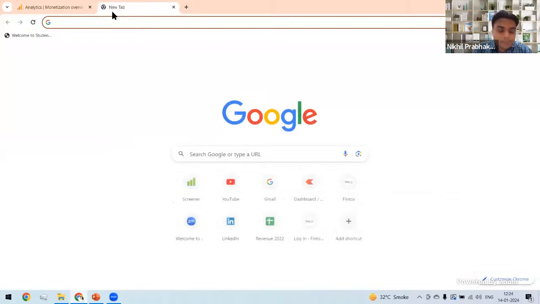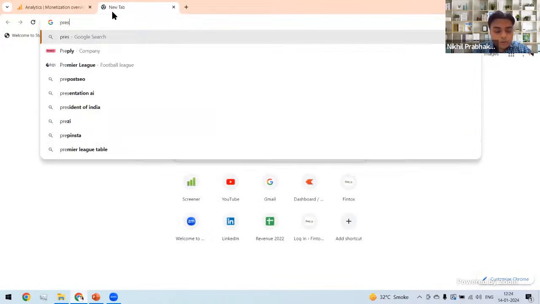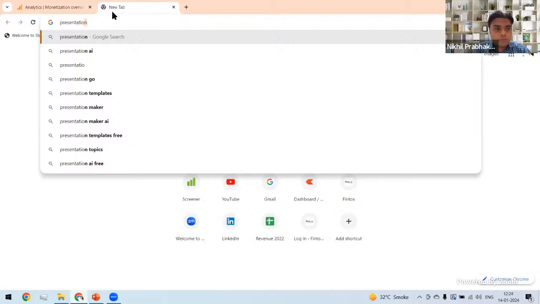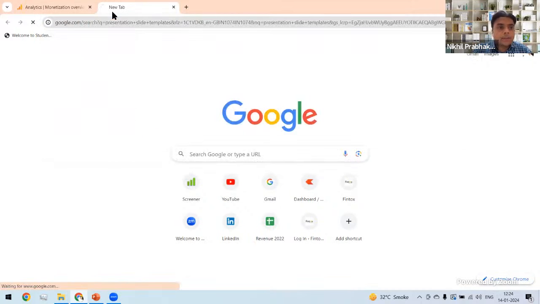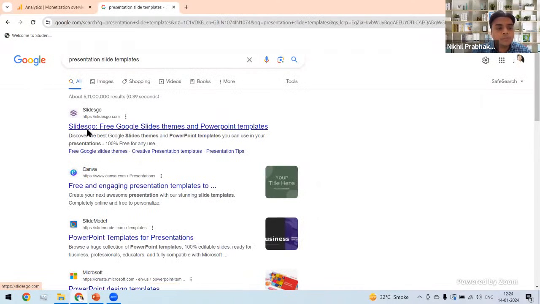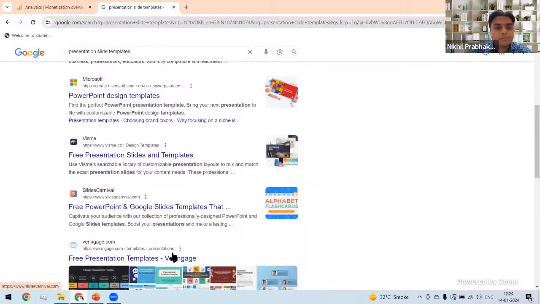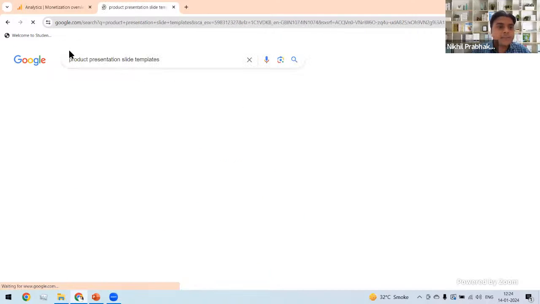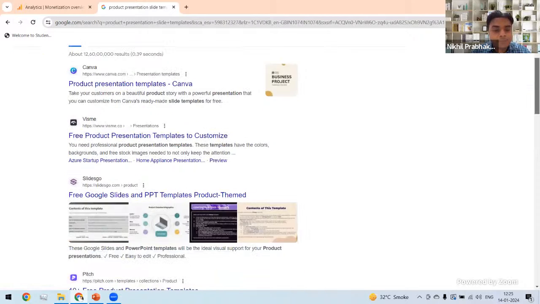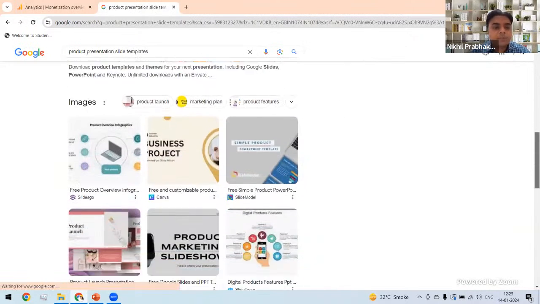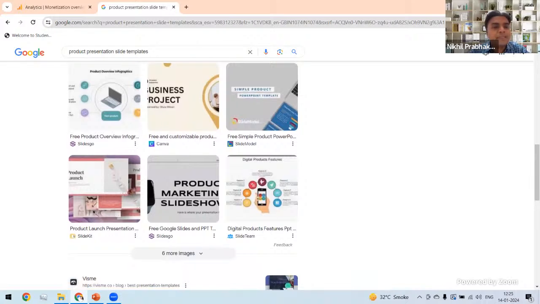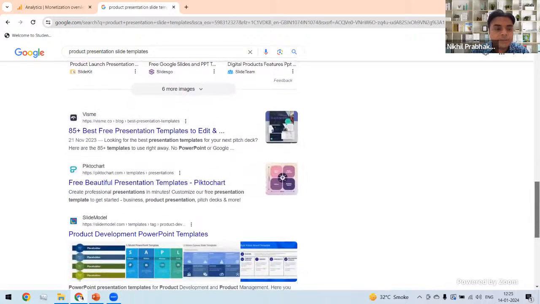So if you type presentation slide templates, then you get a lot of, okay, you will get these, SlidesGo, Canva, slides model. So actually I've not referred to just one tool. It will be a mix of multiple. Okay, so sometimes you will find product presentation slides. So over a period of time, I have just captured from various slides, kept them, kept building on them, and that is how these slides have been created.